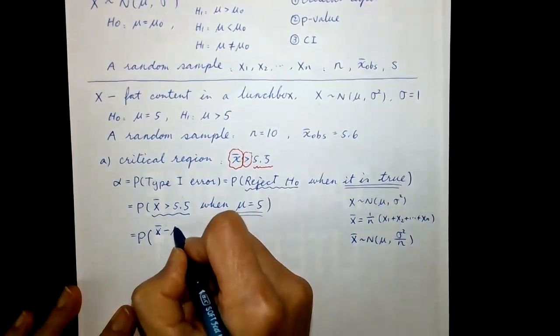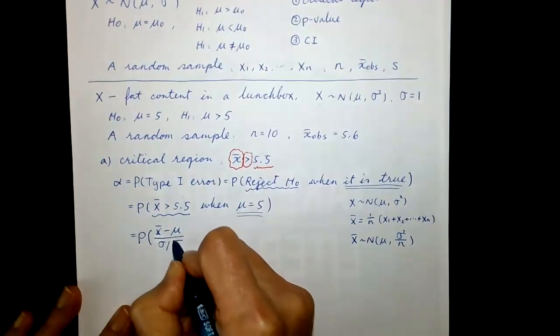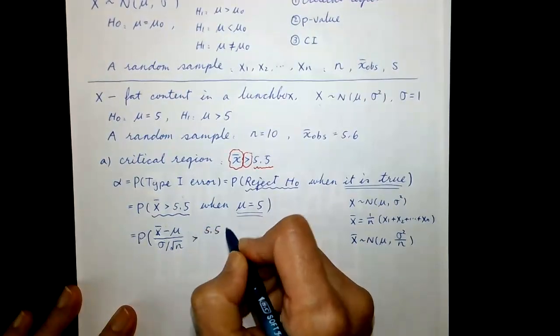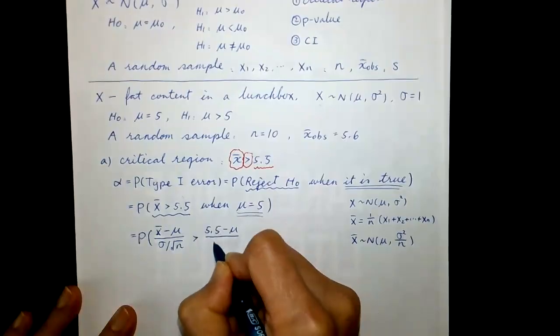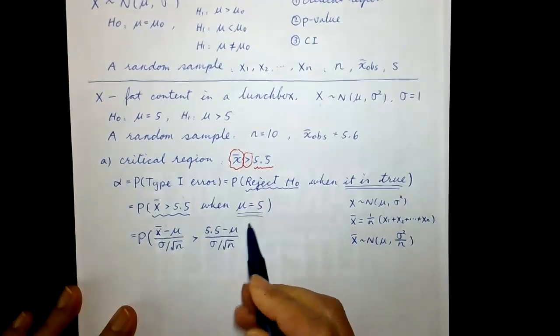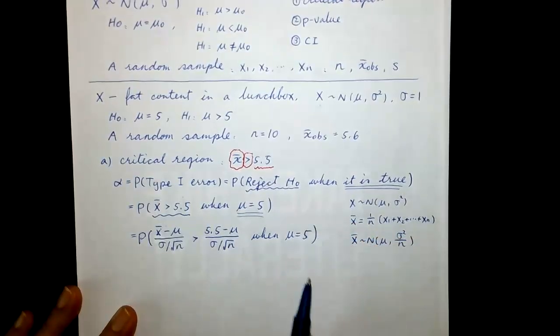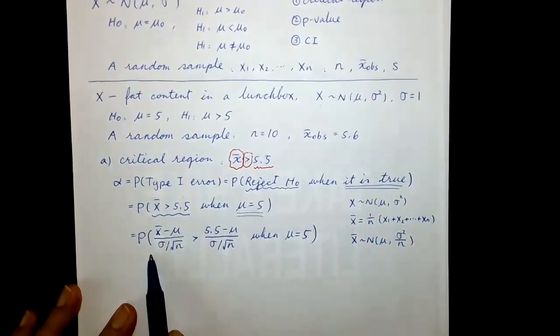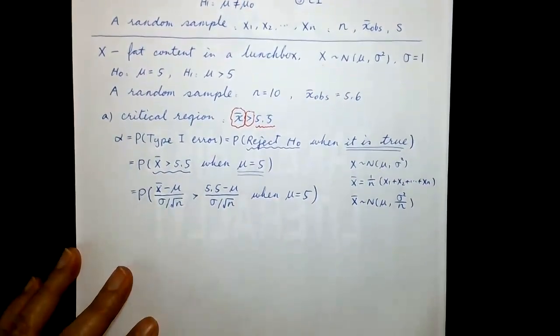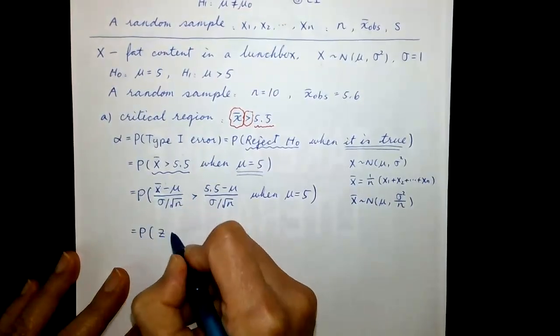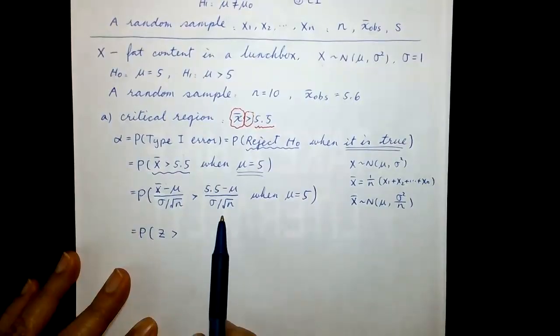X bar minus mu, do the same to the 5.5. Don't forget the condition because we have not used mu equals 5. So I show this step just to get the z. Now I have a good z statistic on this side. On the other side, this is the moment. This is a very safe moment to substitute.